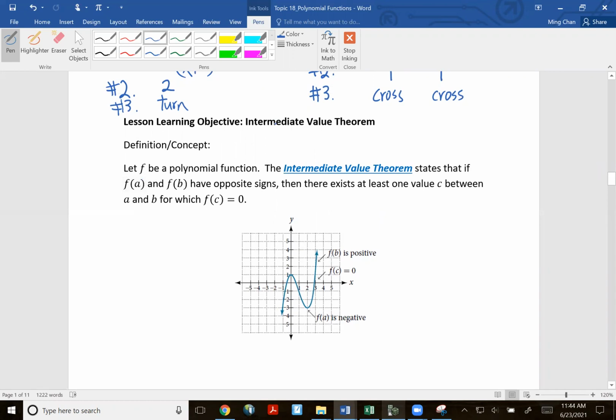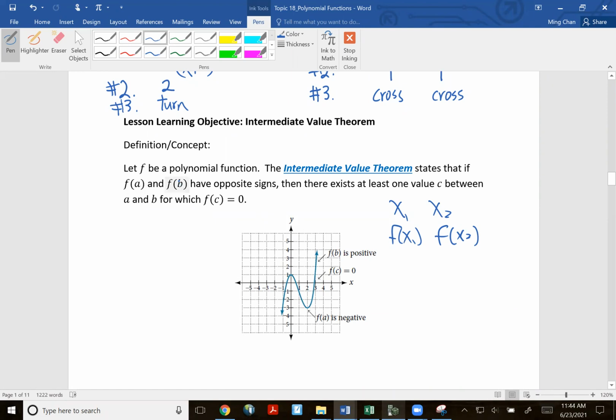Intermediate value theorem says this. Let f be a polynomial function. The intermediate value theorem for algebra states that if f of a and f of b have opposite signs. So what's going on? Well, it's a lot like the x1 and x2 when we talk about the horizontal line test, the one-to-one function. So that simply means I have two x values called a and b.